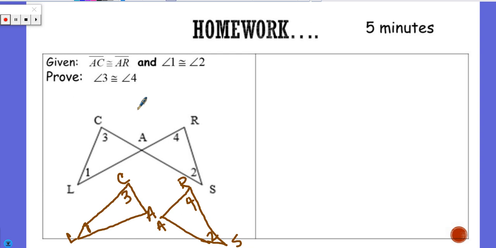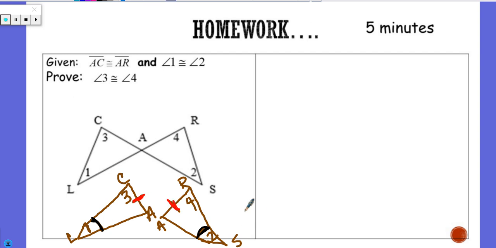So let's go and mark what they gave us first, and then we'll start putting our own stuff in from our own mind. It said that AC is congruent to AR. So I'm going to put a mark here and a mark here. And then the measure of angle 1 is congruent to the measure of angle 2. So I'm going to put a mark here, and a mark here. If I need to use different colors for you, I'll go ahead and do that. This is the same as this, and these are the same.